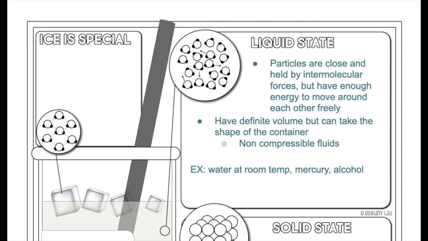As I was talking about solids, most solid substances have a smaller volume than the substances of their liquid form, but ice is special. Solid water actually has more volume than the liquid form. Thus, the solid form is actually less dense than liquid water. So that's why ice actually floats.